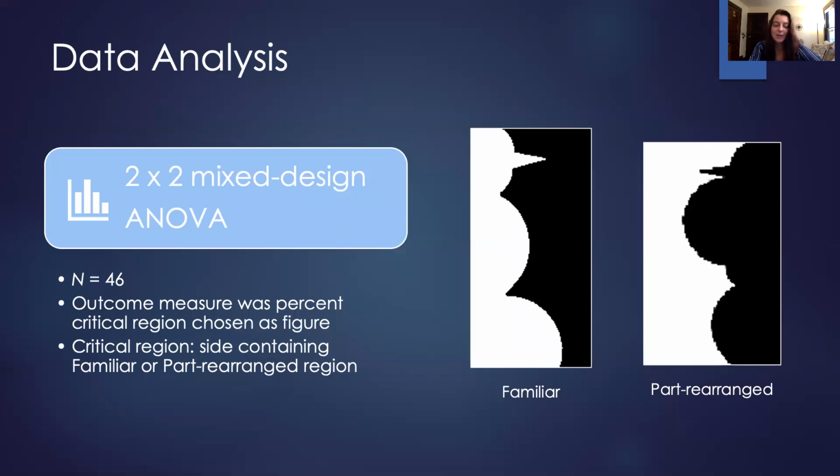So moving on to data analysis and our results. We completed a 2x2 mixed design ANOVA in order to determine whether the critical region was chosen more often based on condition, stimulation or sham, and stimulus type, familiar and part-rearranged. The outcome measure in all analyses was the percent critical region chosen as figure. And the critical region is the side of the stimulus containing either the familiar or part-rearranged region. So in the familiar stimulus, you can see that the critical region is a snowman, which is in white. And then in the part-rearranged stimulus, the critical region is the part-rearranged snowman in black.